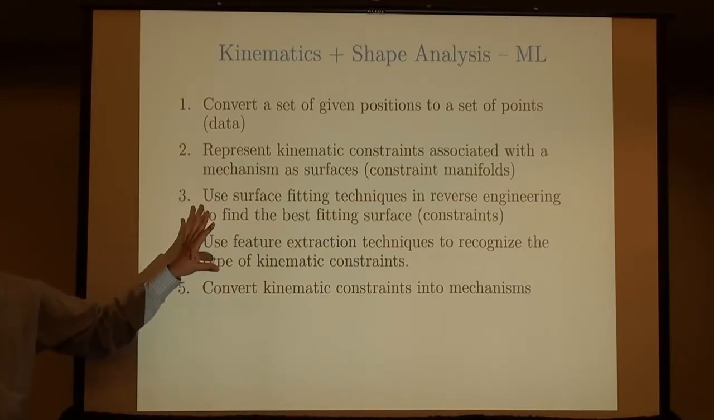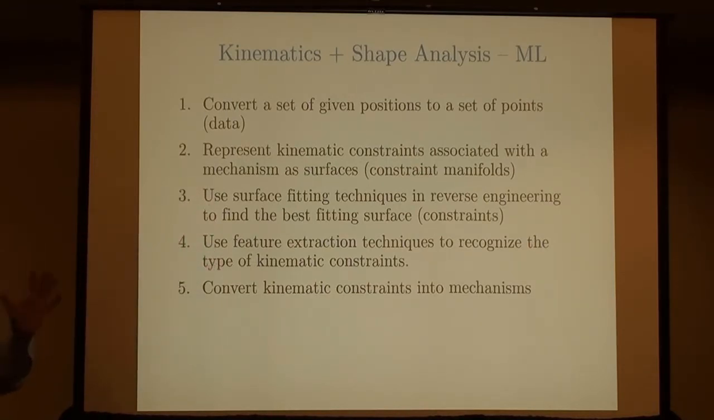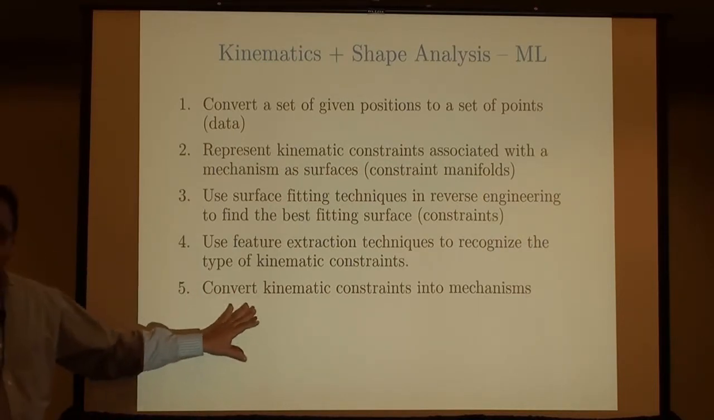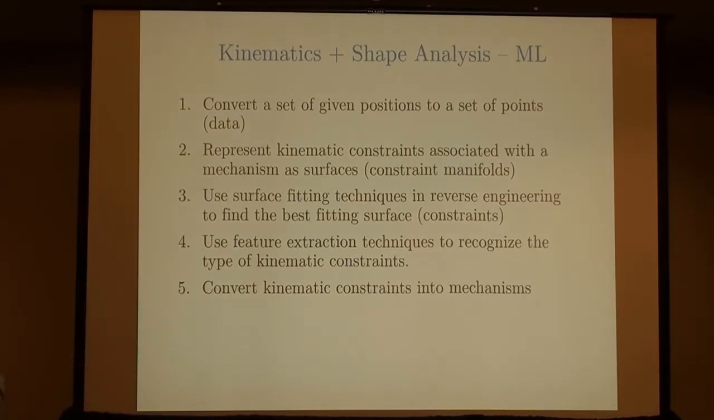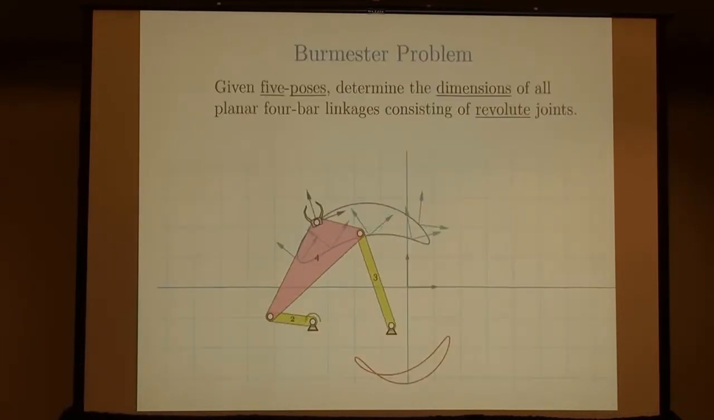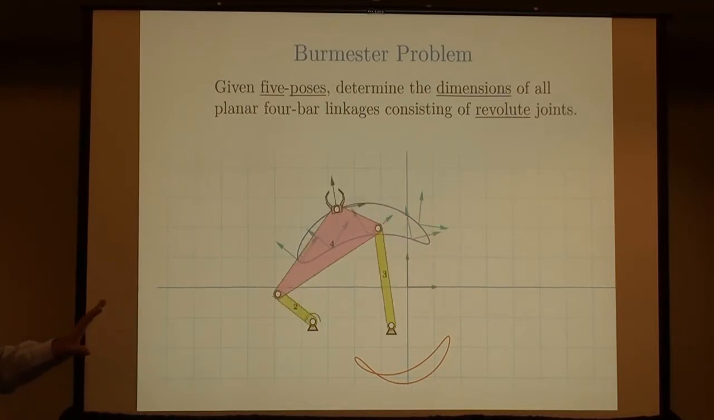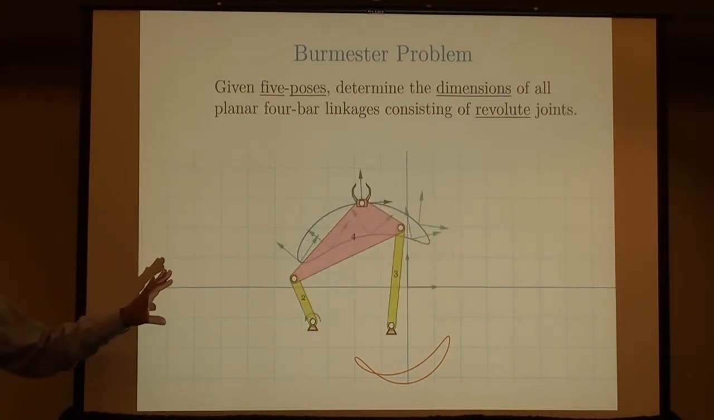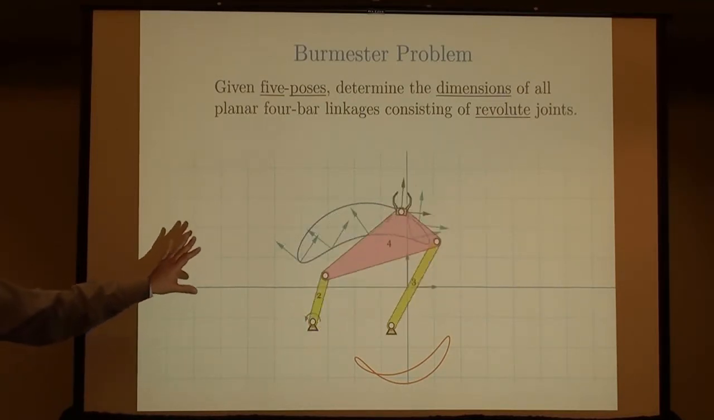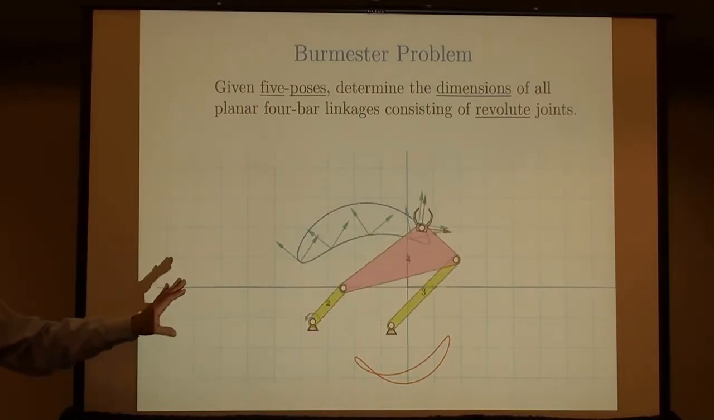Once we do the fitting, that's our first step. Once we do generalized surface fitting, we use feature extraction techniques to find out which kind of dyad is really represented by the problem. And that tells us whether we have an RR dyad, an RP dyad, a PR dyad, or a PP dyad, and so on. That's for the four-bar alone. And finally, we can assemble those constraints together to find the mechanism. So I'm going to illustrate this problem very quickly in the context of something that everybody knows very well, which is the Burmester problem.